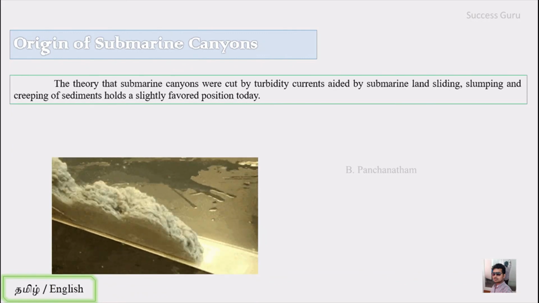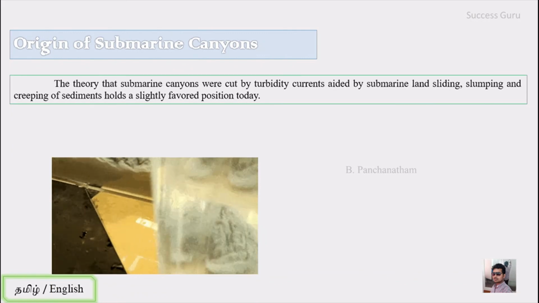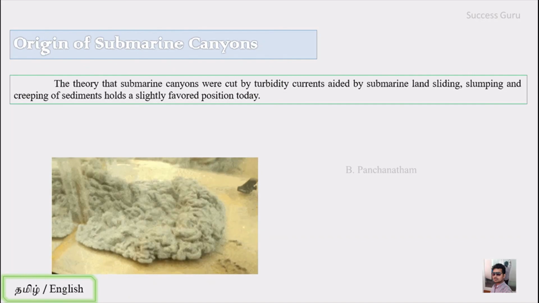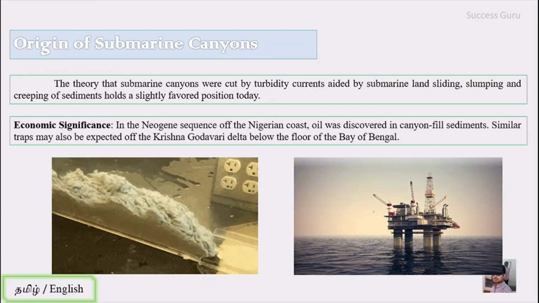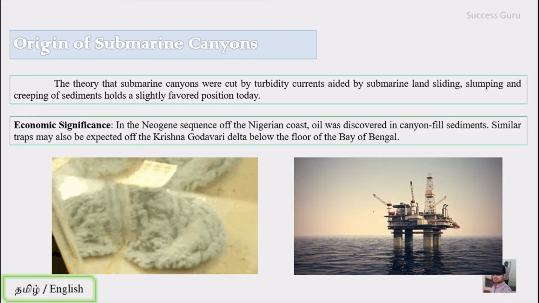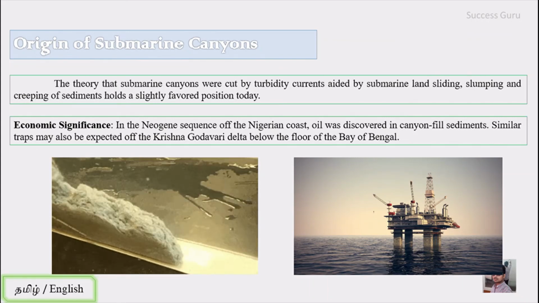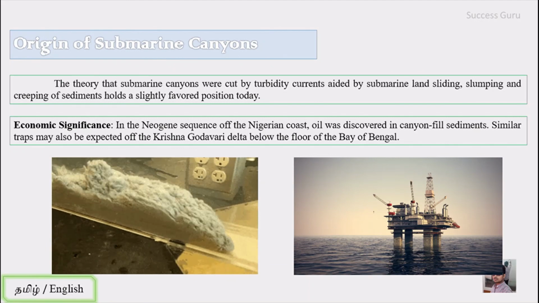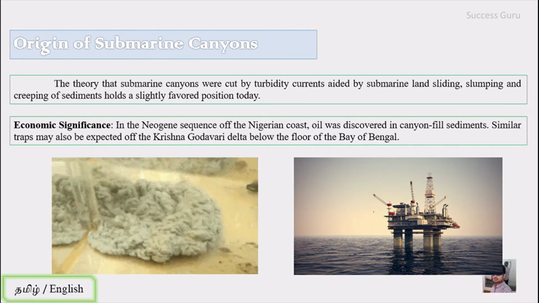The theory that submarine canyons were cut by turbidity currents aided by submarine landslides, slumping and creeping of the sediment holds a slightly favored position today. So let us see some of the economic significance of submarine canyons. In a Neogene sequence of the Nigerian coast, oil was discovered in the canyon fill sediment. Similar traps will also be expected in the Krishna Godavari Delta below the floor of the Bay of Bengal.